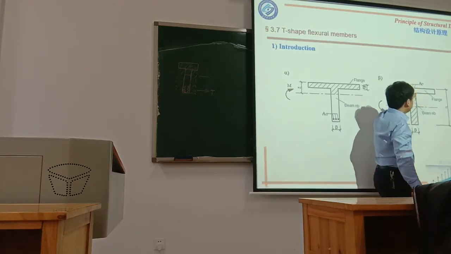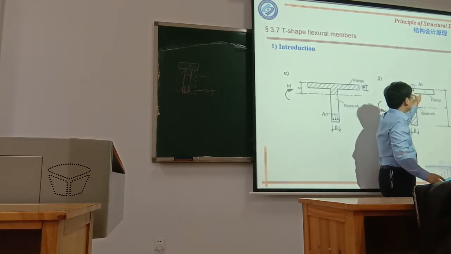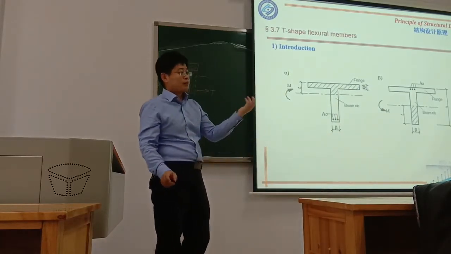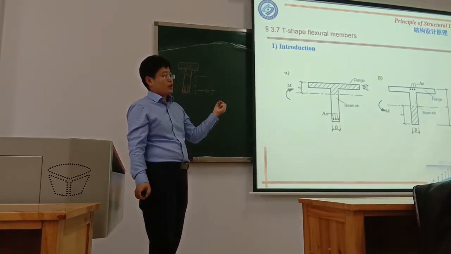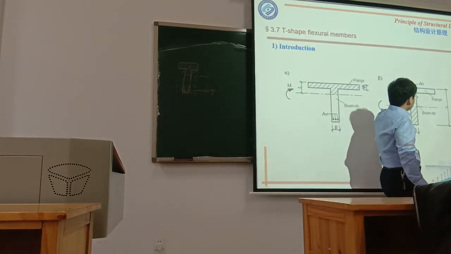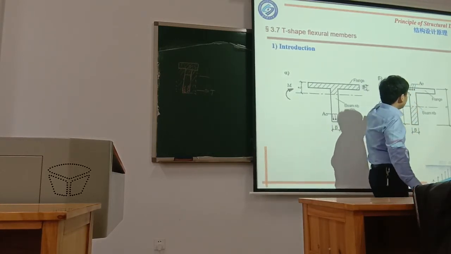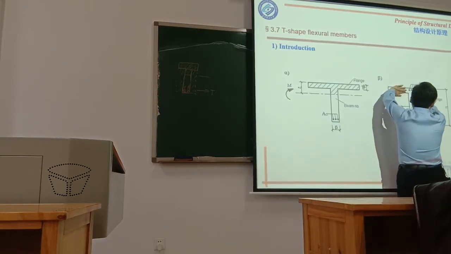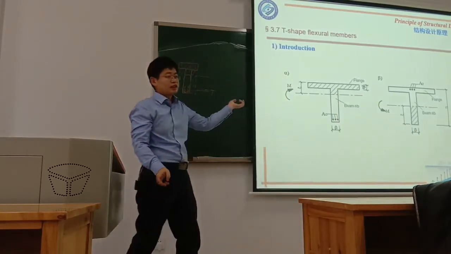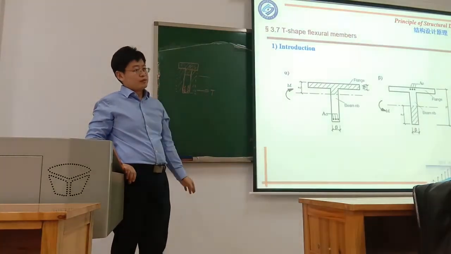Actually, for this flange, once the crack occurred, for the concrete of this part, we just neglect the tensile force borne by the concrete. It's very small, and we treat it as all the tensile force transferred to this reinforcement. So for this solution, it's just like a rectangular beam. No matter if it looks like a T-shape or not, it actually works as rectangular.